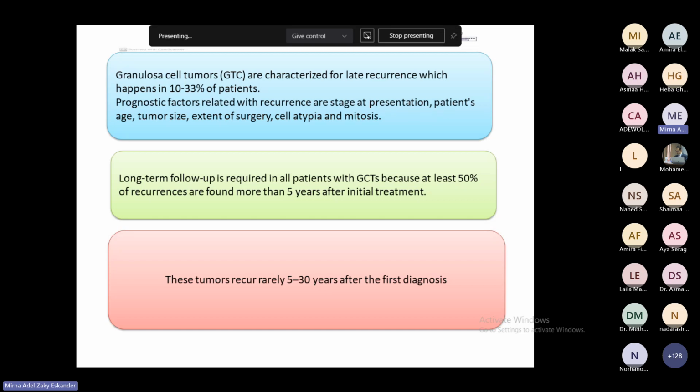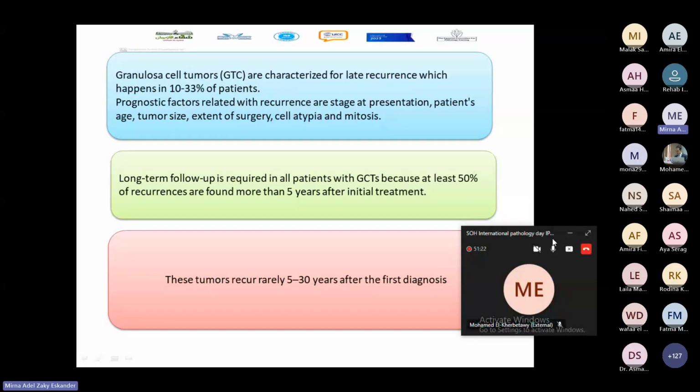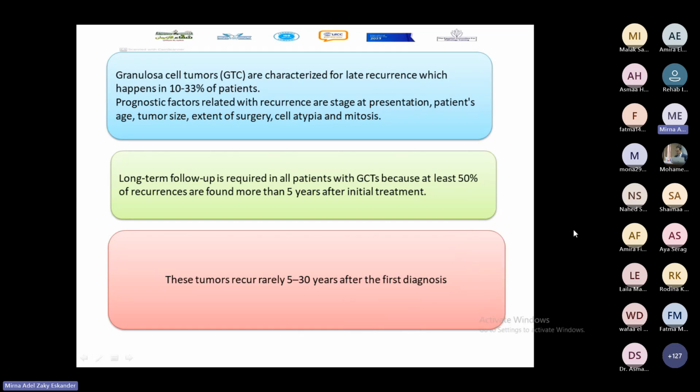So we must not ignore asking about the past history of excision of an ovary or of a granulosa cell tumor. Long-term follow-up is required for all patients, as recurrences are found more than 5 years after initial treatment. These tumors rarely recur 5 to 30 years after the first diagnosis, but we also have to consider it and not ignore such a past history.